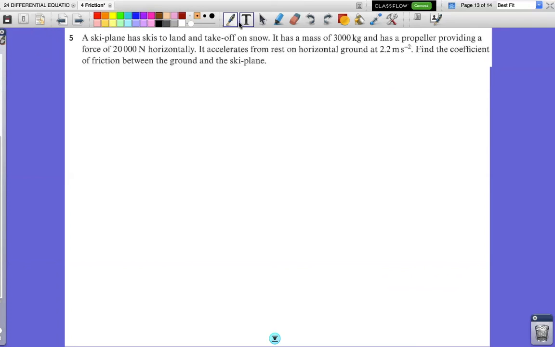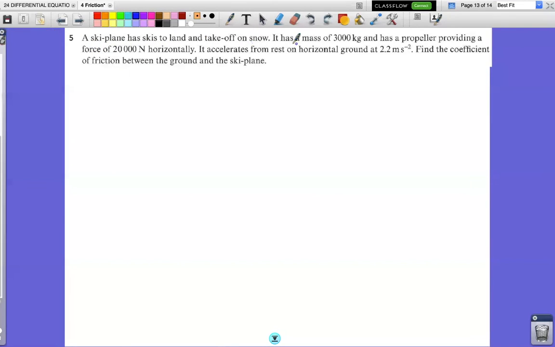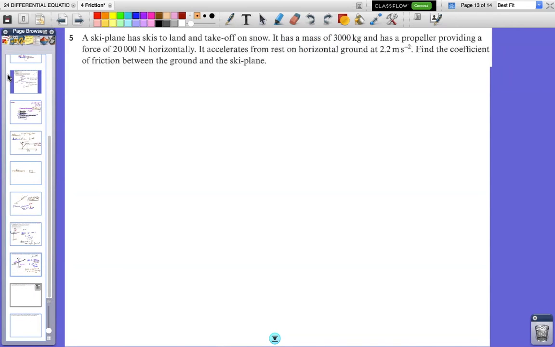5 minutes left. I will solve question 5 and maybe the next one will not be solved. A ski plane has skis to land and take off on snow. It has mass of 3,000 kilograms and has a propeller providing a force of 20,000 newtons horizontally. It accelerates from rest on horizontal ground at 2.2 meters per second squared. Find the coefficient of friction between the ground and the ski.